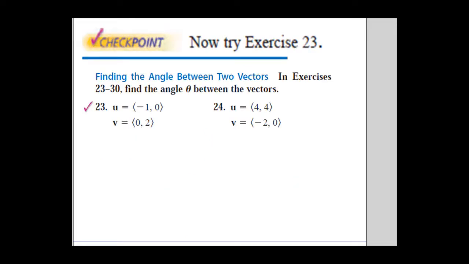All right, go ahead and try exercise 23 in your notes now. Make sure you start by writing down the formula you're going to use. Do some side work to find the magnitude of u, the magnitude of v, and u dot v before applying the formula. Check your answer in the back of the book. Come back when you're done.